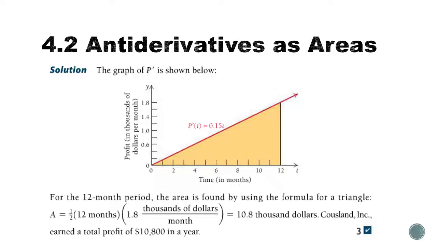Okay, we have a triangle this time. And so the base is 12 and the height is 1.8. So 1/2 times 12 times 1.8 gives us $10.8 thousand, or $10,800.